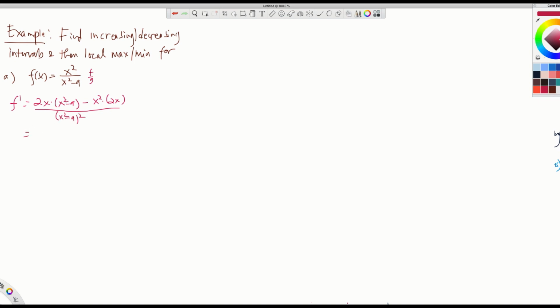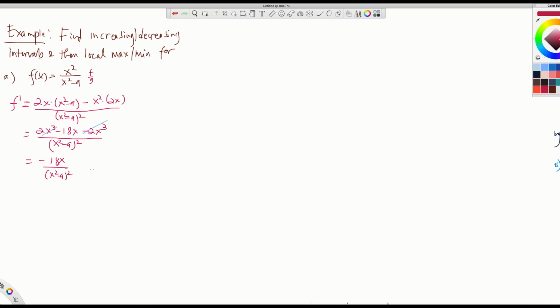Okay, so how much is the top? 2x cubed minus 18x minus 2x cubed. You see that? I'm just distributing that 2x, divided by x squared minus 9 squared. Now, did you see that these are the plus and minus same thing? So what is left there is basically negative 18x over x squared minus 9 squared.